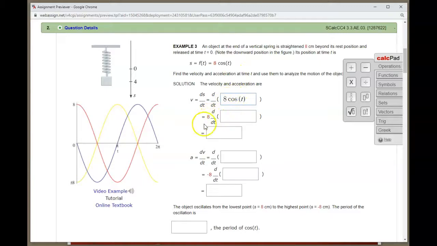And then the derivative, it's going to be 8 times the derivative of the cosine, which is a negative sine. So then you write that in there. The acceleration is the second derivative.